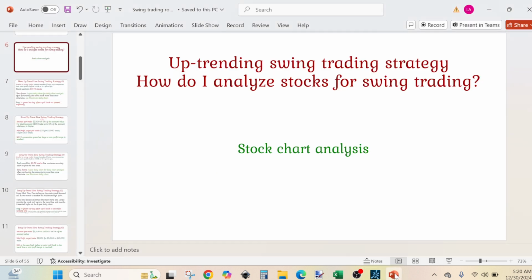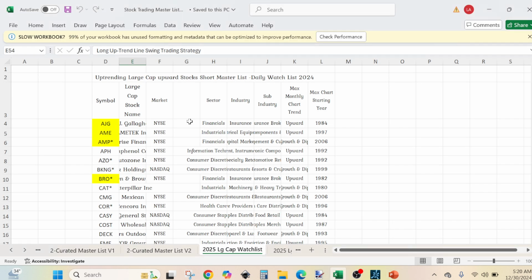Hello, how do I analyze stocks for swing trading using the uptrending swing trading strategy? We have a list of stocks that we are going to analyze, and let's get started.